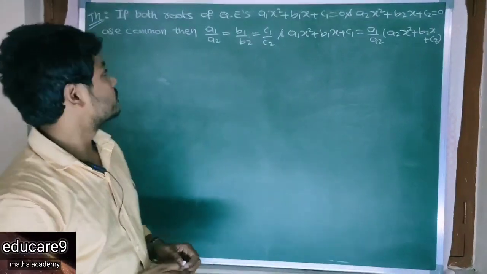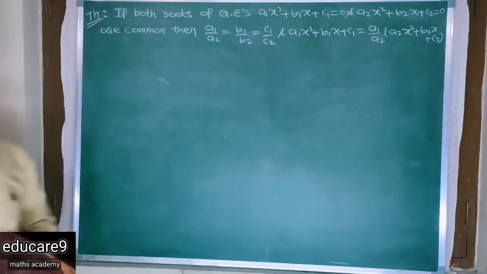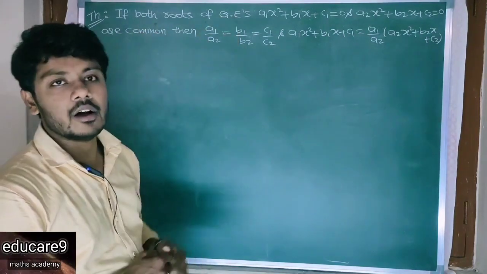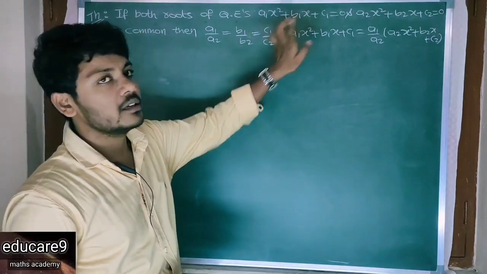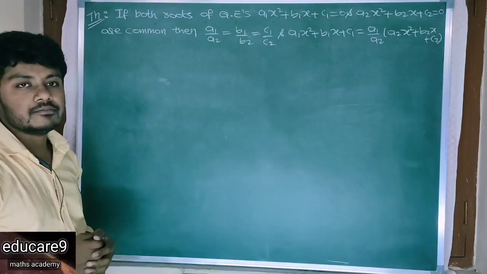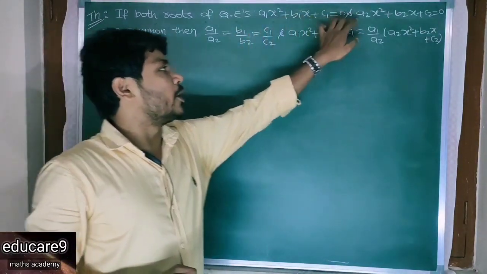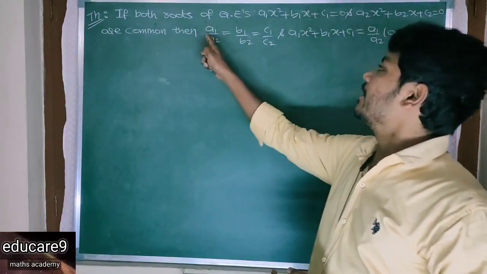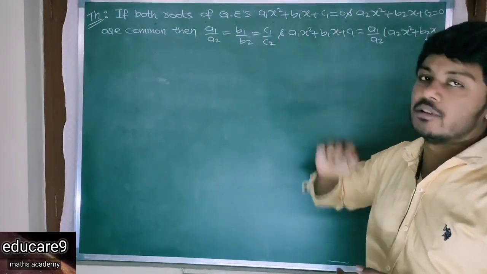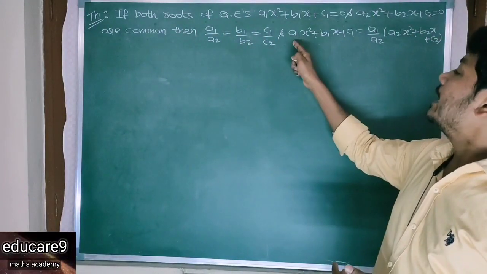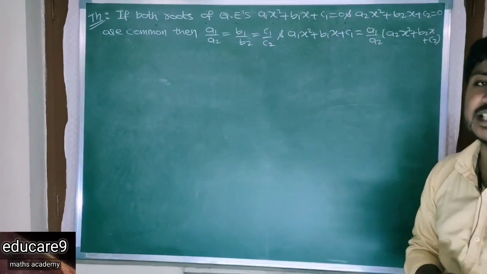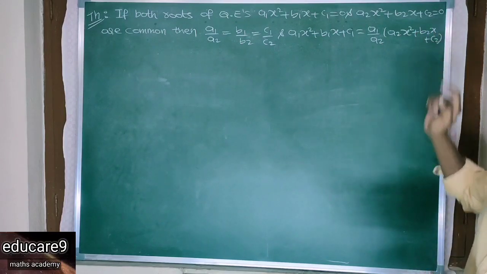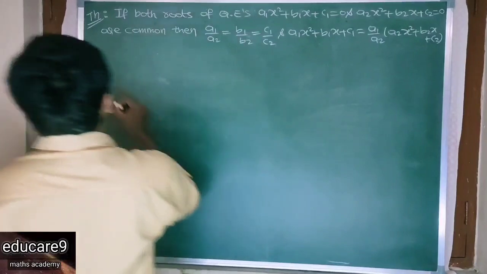So next theorem. If both roots of two quadratic equations are common, meaning the two quadratic equations have the common roots, then a1 by a2 equals b1 by b2 equals c1 by c2, and also a1x square plus b1x plus c1 is equal to a1 by a2 into a2x square plus b2x plus c2. So proof.